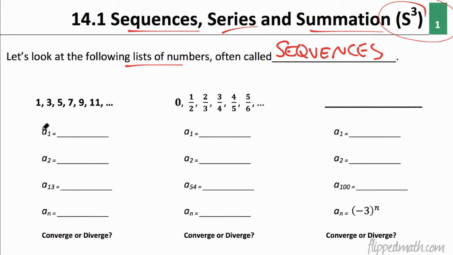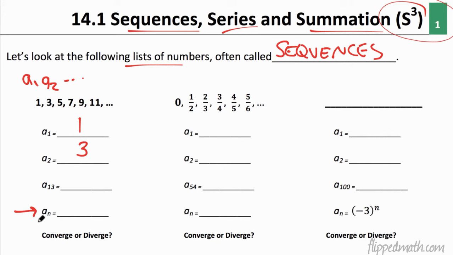Let's see how this works. A with a little tiny 1 down there, we say that's a sub 1. A sub 1 here is 1, and a sub 2 is 3. So that means the first term and the second term. A sub 1, a sub 2, and so on and so forth. Down here at the bottom, a sub n means the nth term. It's generalized. Now, in the middle, we have 13. If you want, you can count these out to 13, but there's a better way to do it. I'm going to show you the better way right now.